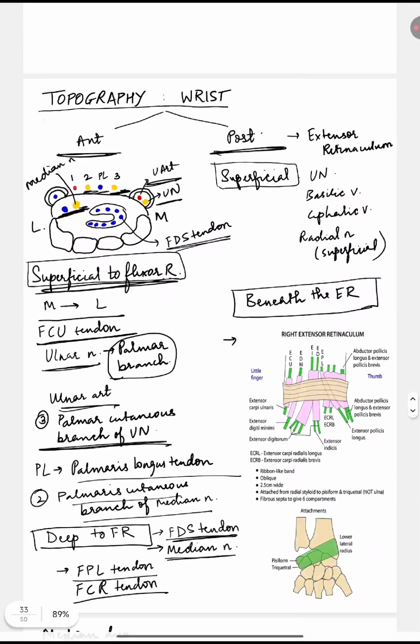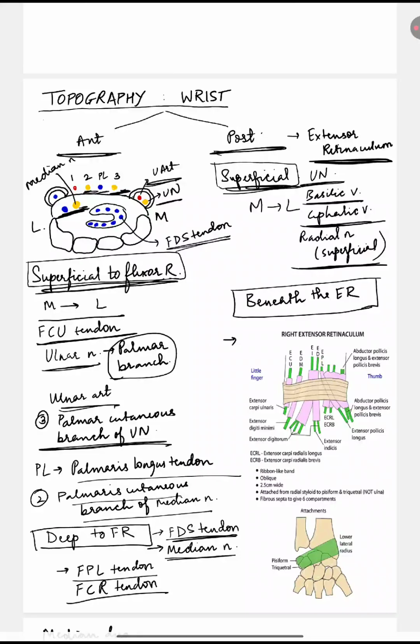Now this was anteriorly. What is posteriorly? Posterior compartment of the wrist, the structures passing superficial to the extensor retinaculum. Posteriorly there is extensor retinaculum. So superficially from medial to lateral: ulnar nerve, basilic vein, cephalic vein, radial nerve, superficial branch.